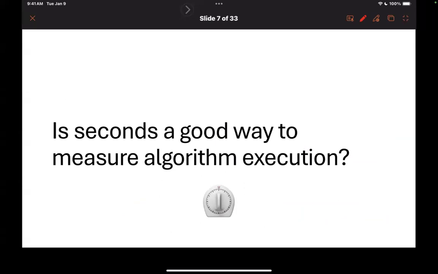Turn to your neighbor, talk about it. Why are you pro or con? Okay. Any arguments pro?